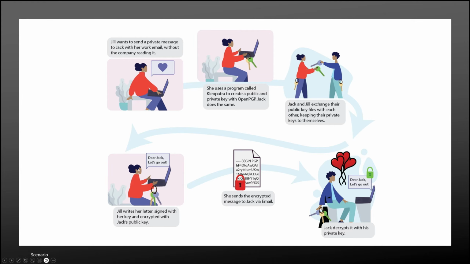Of course, she could copy her original message somewhere else, and then that wouldn't be encrypted. But the version that she did encrypt, once that's out, only Jack can decrypt it now because he's the only one with that private key. She sends the encrypted message to Jack via email, and he decrypts it with his private key.